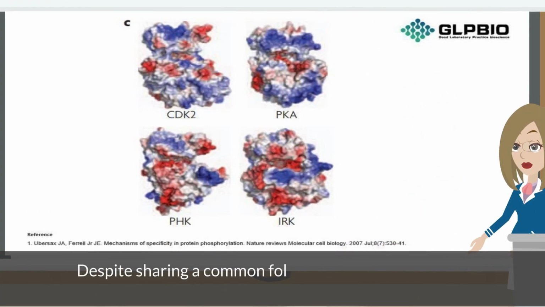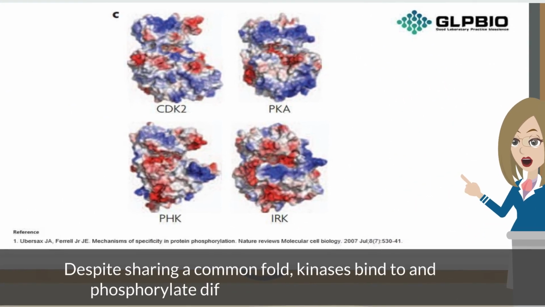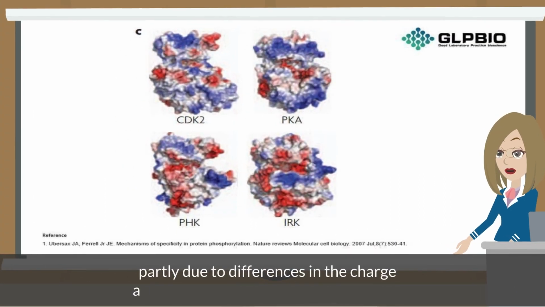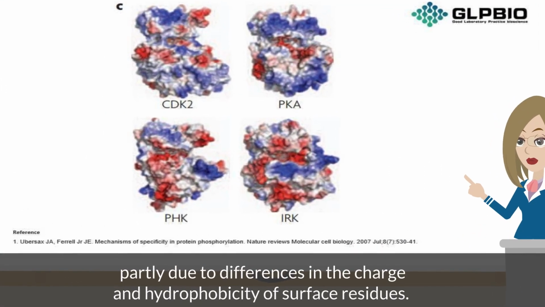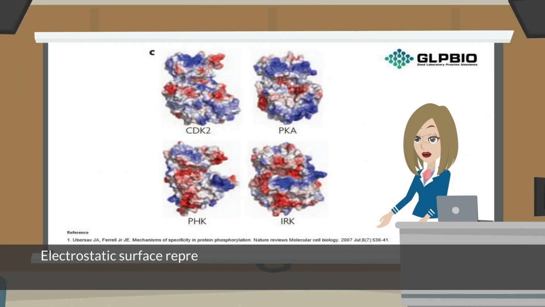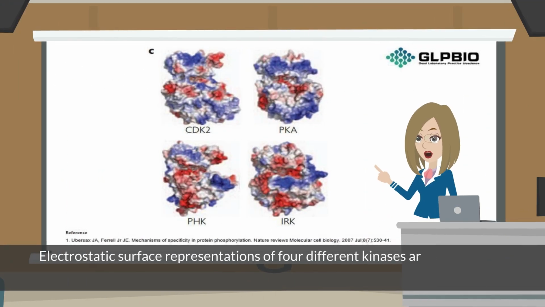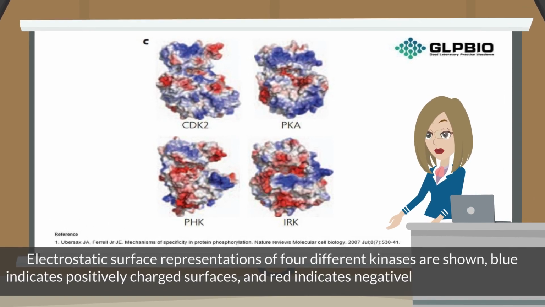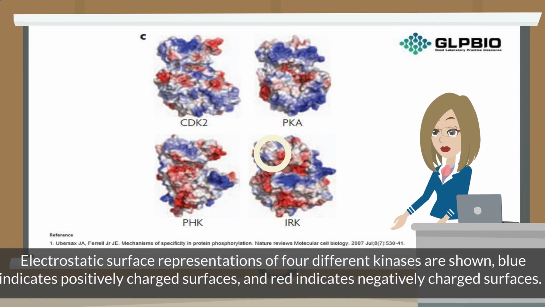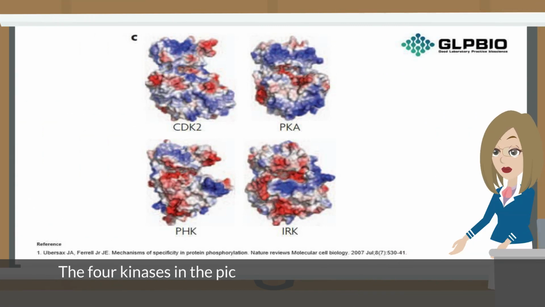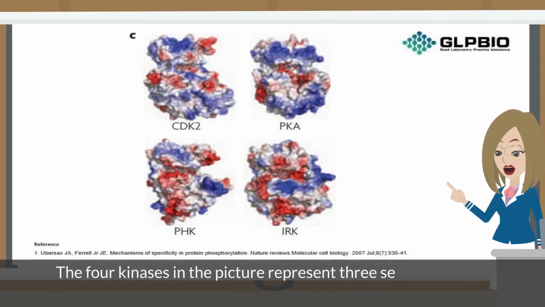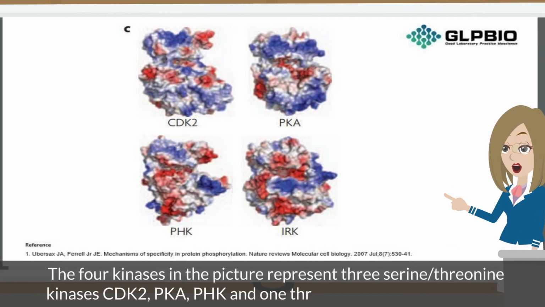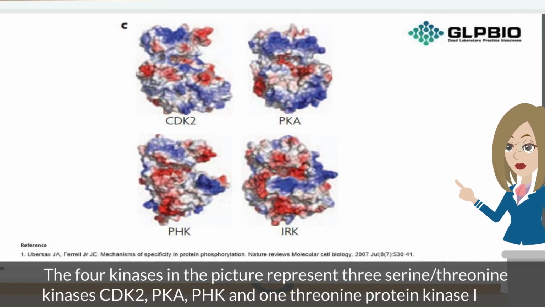Despite sharing a common fold, kinases bind to and phosphorylate different protein substrates, partly due to differences in the charge and hydrophobicity of surface residues. Electrostatic surface representations of 4 different kinases are shown. Blue indicates positively charged surfaces, and red indicates negatively charged surfaces. The 4 kinases in the picture represent 3 serine/threonine kinases, CDK2, PKA, PHK, and 1 tyrosine protein kinase, IRK.